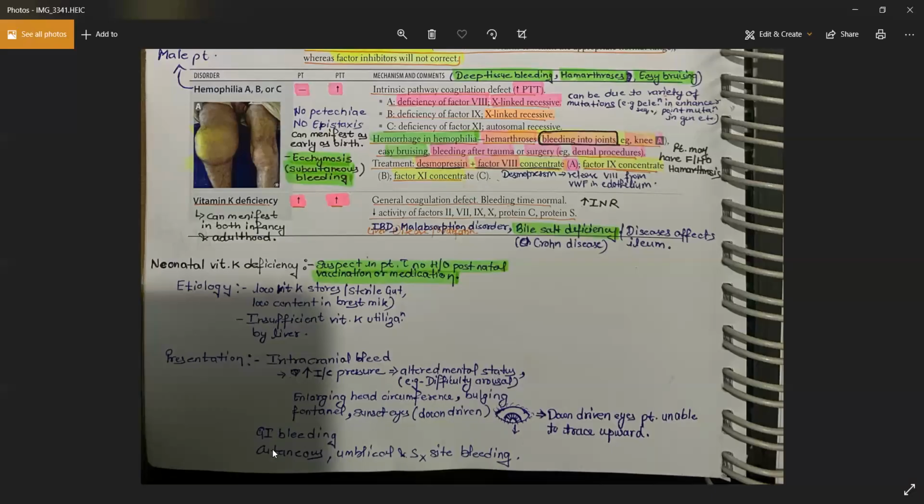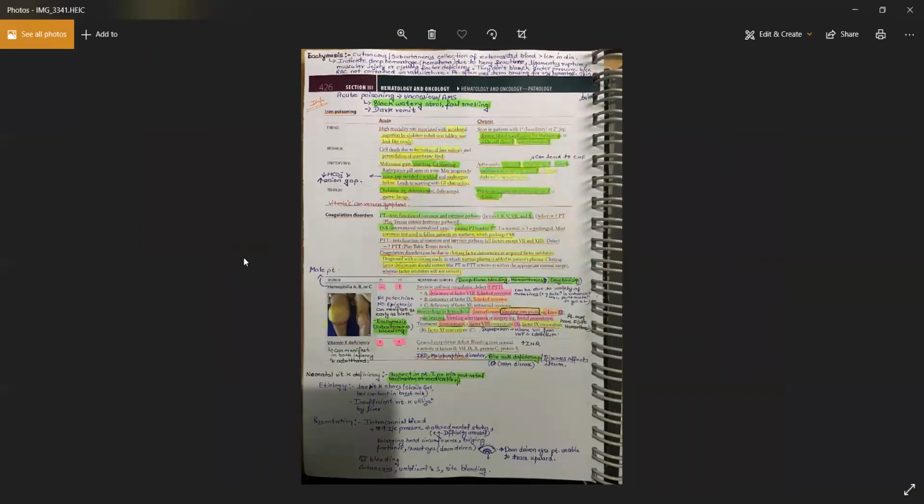GI bleeding and cutaneous bleeding can also happen. Joint bleeding can also happen in vitamin K deficiency. You will suspect vitamin K deficiency in adults in case of antibiotic therapy or warfarin therapy. Is that okay? So that's all about hemophilia and vitamin K deficiency.